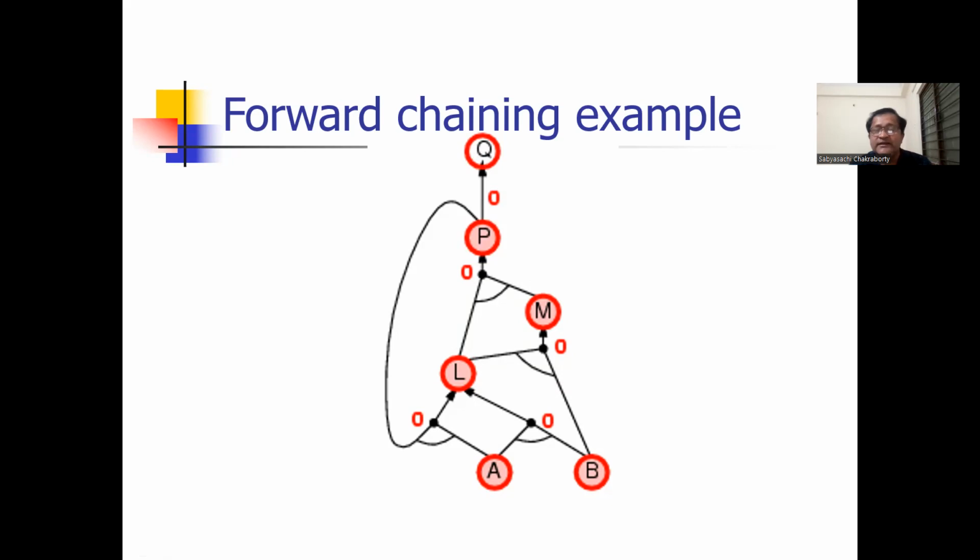So these are forward chaining. A simple example in a diagrammatic way by which we can explain how the forward chaining actually works.